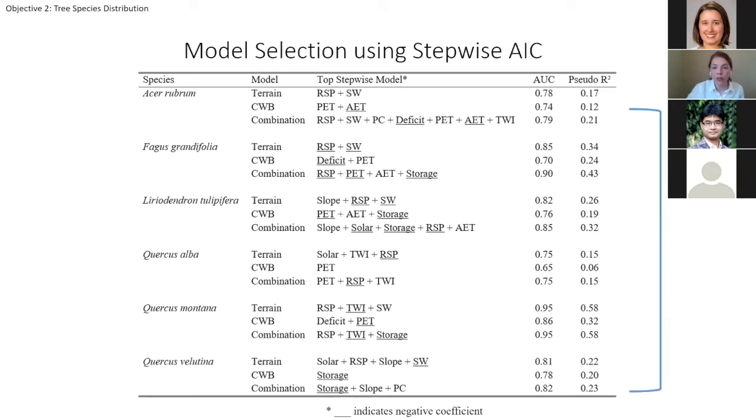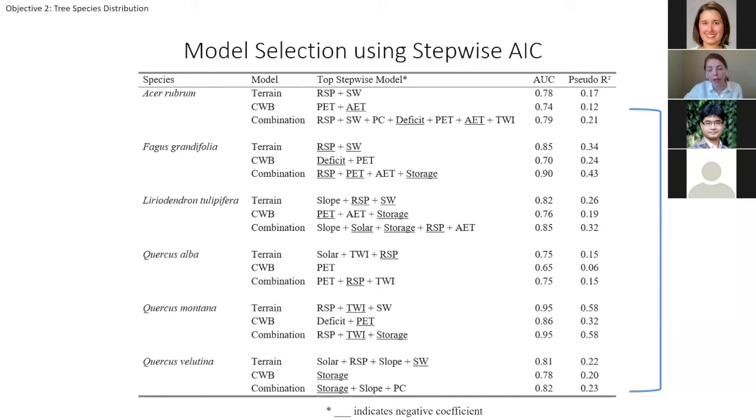And so the general trend that you can note is that for both AUC and pseudo R-squared, the largest value is for the combination category for each of those species. The second largest would be for the terrain category, and then the third is the climate water balance category. So we start to see this separation and how these models are performing.